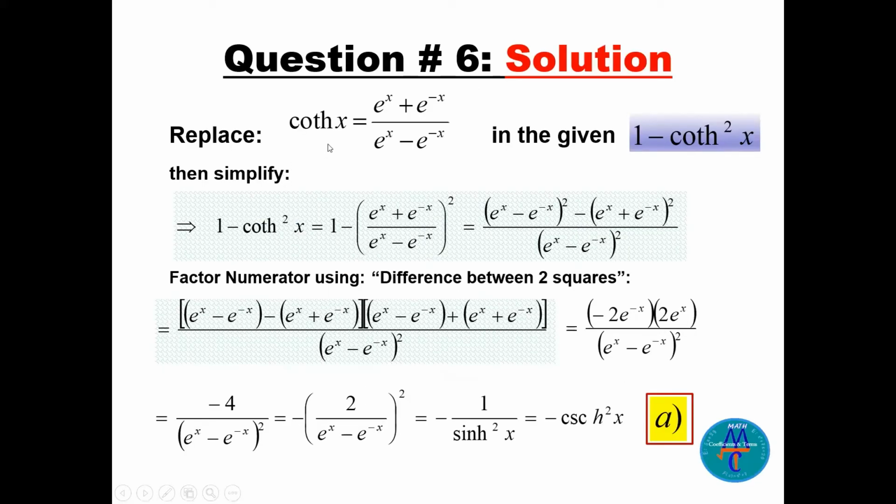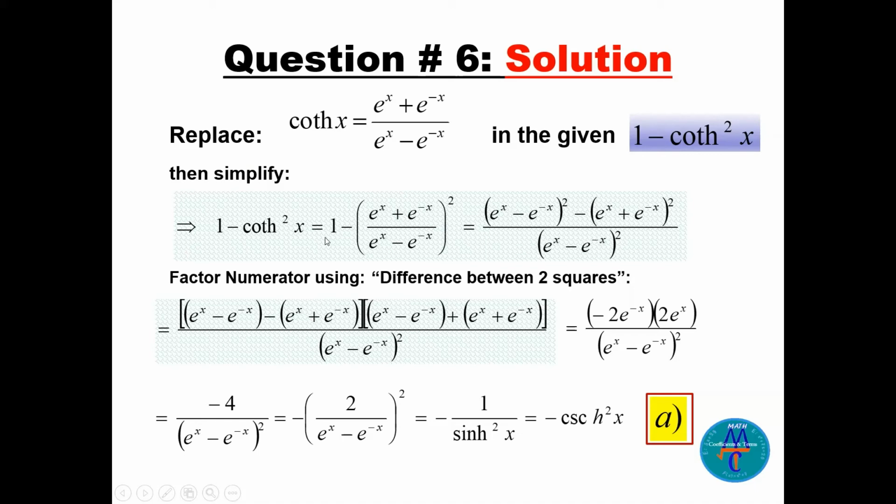Now we know hyperbolic cotan of x will be e to the power x plus e to the power minus x divided by e to the power x minus e to the power minus x. So let's see, 1 minus all this expression squared. So we combine the fractions here. The LCD here is e to the power x minus e to the power minus x squared.